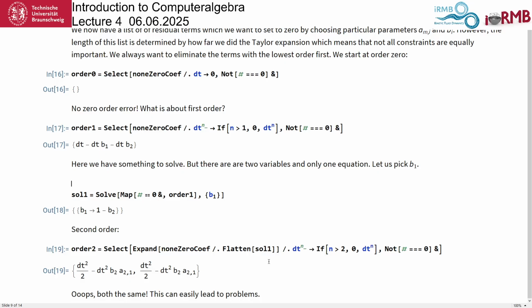Because you use the first order. Yes, because I take my non-zero coefficients and I replace B1 with this, and I know that this eliminates all first order terms. So this is why the first order terms are already gone. Now we only get second order terms.